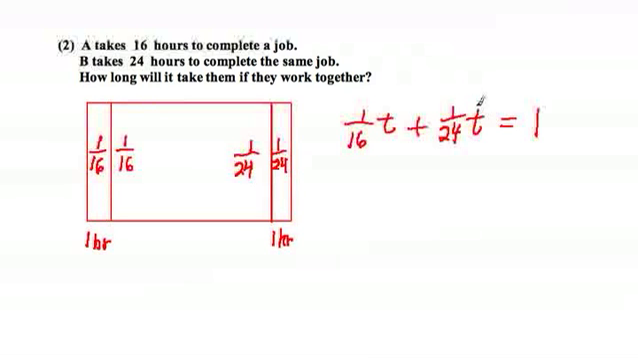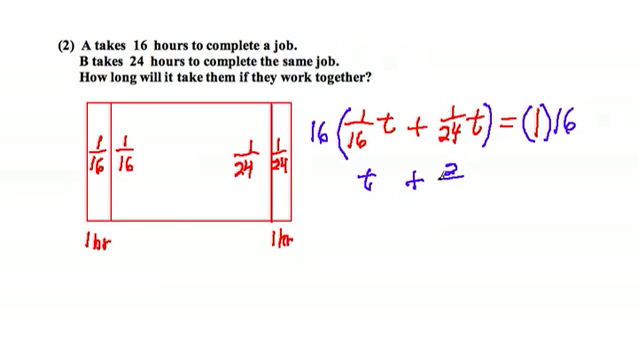So you could convert these to decimals and solve it that way, but another way is to get rid of the denominators. To get rid of the 16, we multiply both sides by 16, and that gives us t, and then 16 times 1/24 is 1/3, no, excuse me, 2/3. 16 over 24 reduces to 2/3.